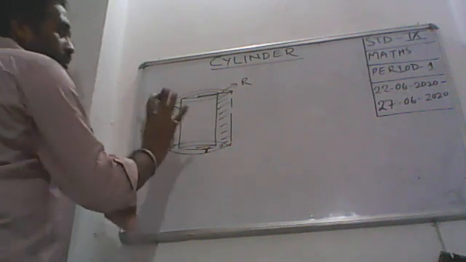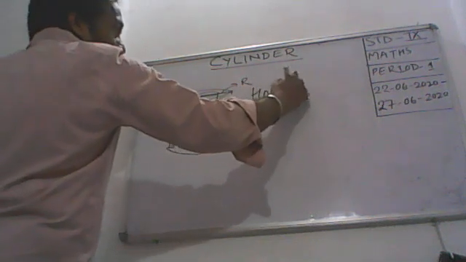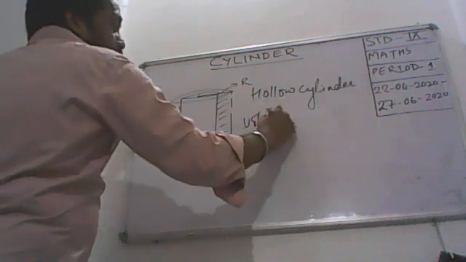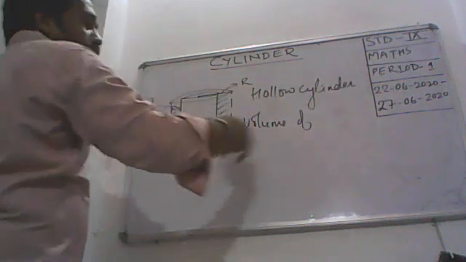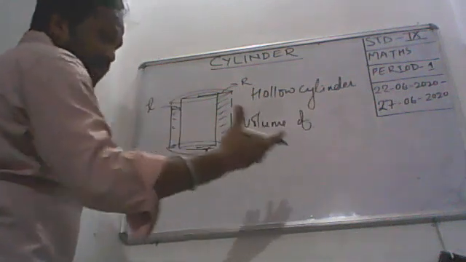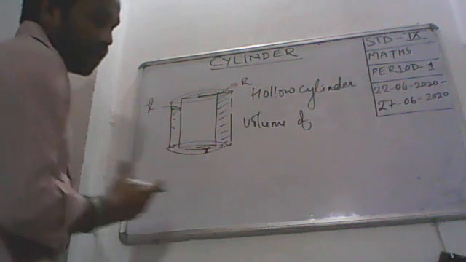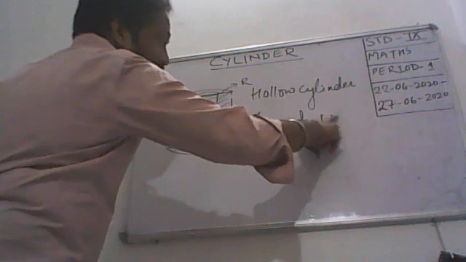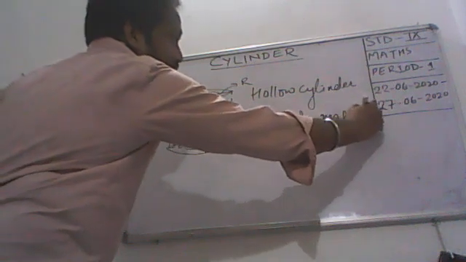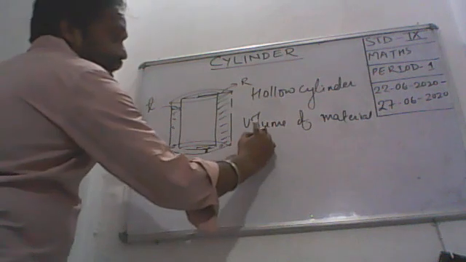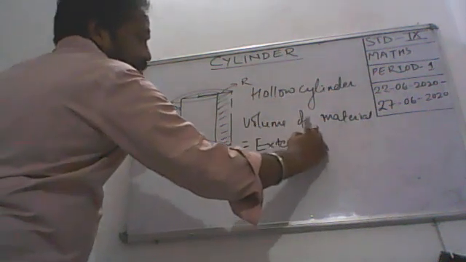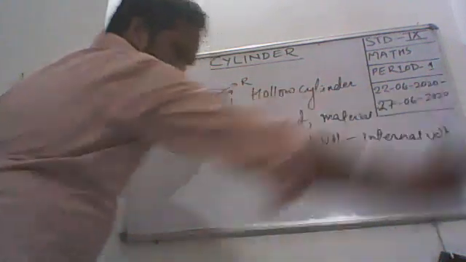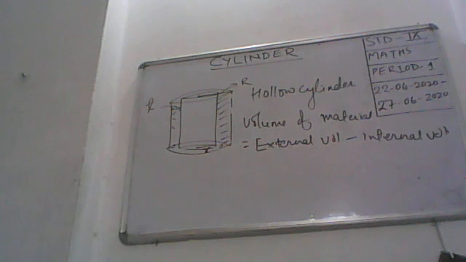In the case of a hollow cylinder, we take the volume of material because it is hollow from inside. Take an iron pipe, like the supply pipes where water is supplied. That type of pipe is called a hollow cylinder only. So the volume of the pipe, pipe means material, so the volume of material is equal to external volume minus internal volume. Clear? External volume minus internal volume.